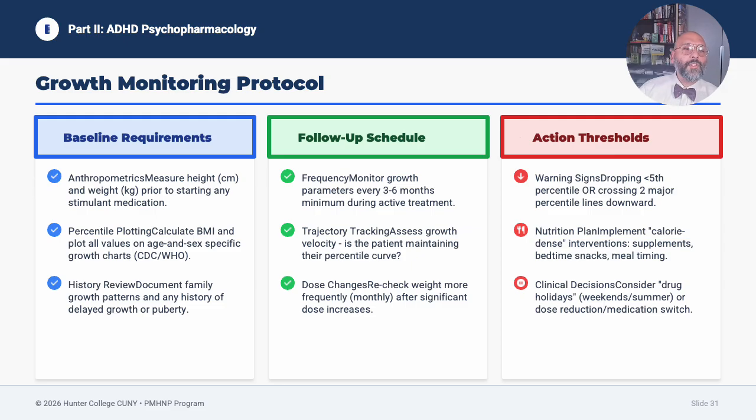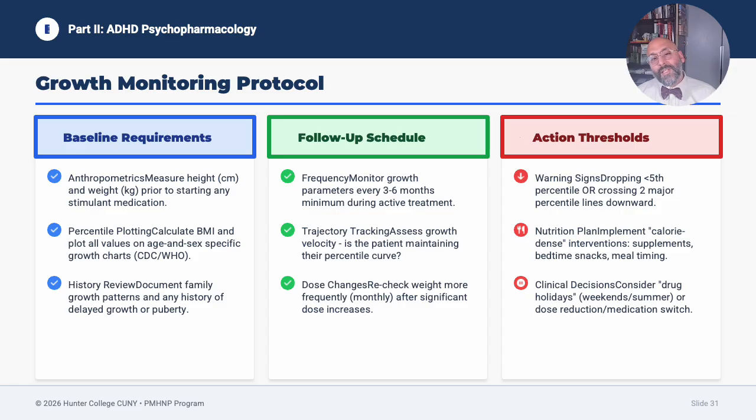Now, growth monitoring is essential because it's one of the areas that parents will have anxiety over, and clinicians, especially when they prescribe stimulants, are going to hear about this. So before starting any treatment, always establish a baseline. That means documenting height and weight, calculating the BMI, and plotting everything on age and sex-specific growth charts. You're not just looking at the number, you're looking at trajectory. So ask about family growth patterns and timing of puberty so you're not misattributing some normal variation to medication.